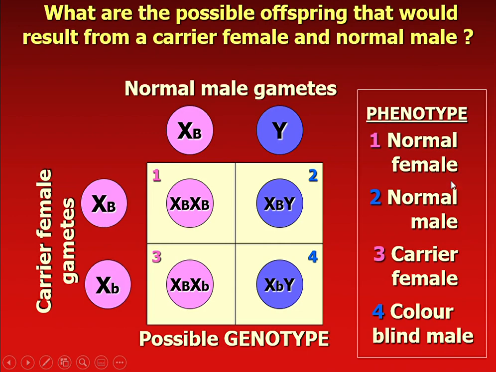Now note, when I was doing my phenotypes, I included whether it is male or female. You can't just say normals and affecteds in this. You have to include the gender of each of these as well. So that's the filling out of the Punnett square.